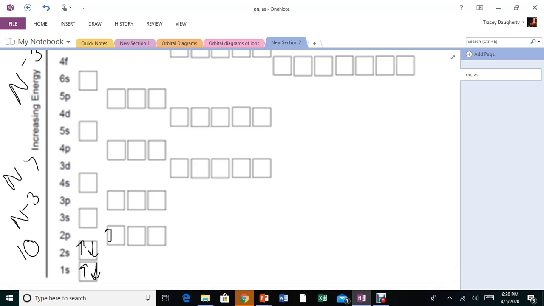The fifth goes as an up arrow in the first box. The 6th goes in as an up arrow in the second box. The 7th goes in as an up arrow in the third box, and then you pair. This is Hund's rule. So a down arrow is 8 in the first box, down arrow in the second box is 9, and a down arrow in the last box is 10.